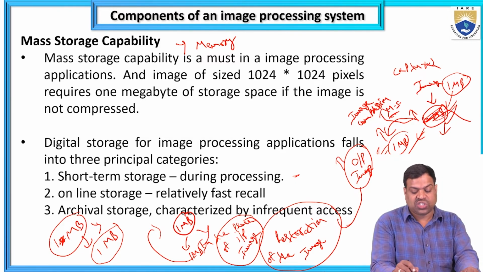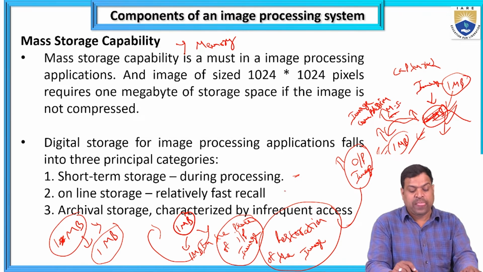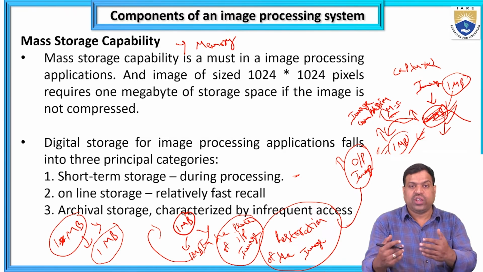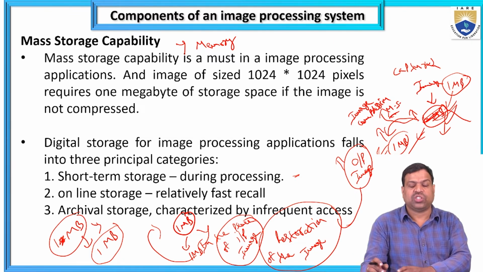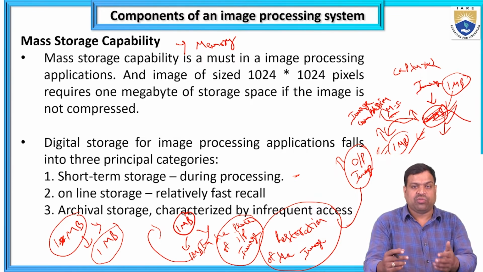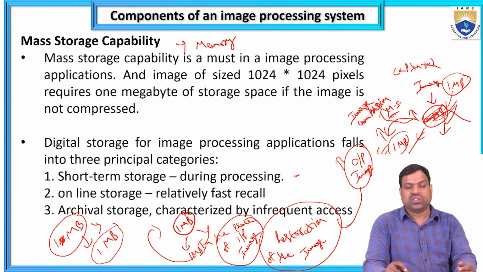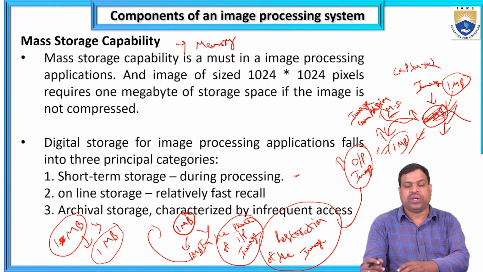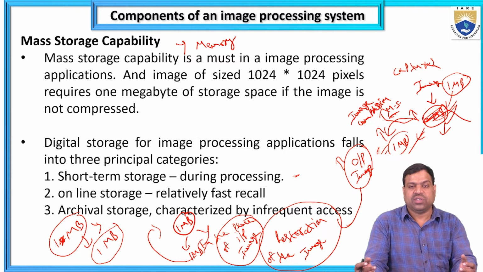And online storage, that is a relatively fast recall. Online storage means I'm not storing in my physical device, not in any memory card or memory storage or any phone or camera. Online means, suppose I have to put something on social media, or store mails in the inbox, or store in drives or on Facebook. So these are online storage. No need of a physical device.